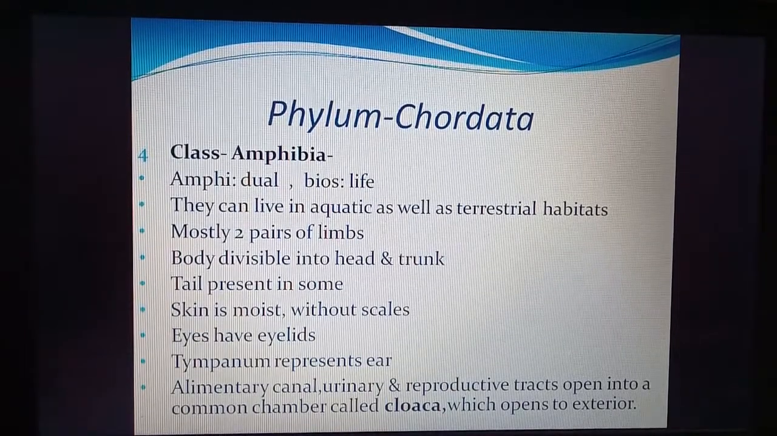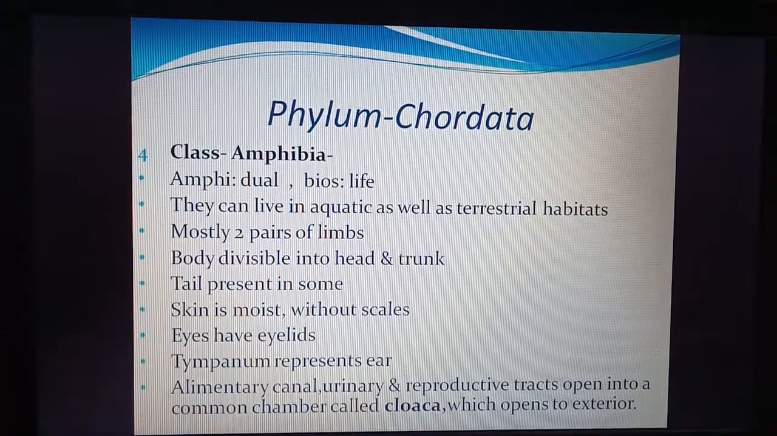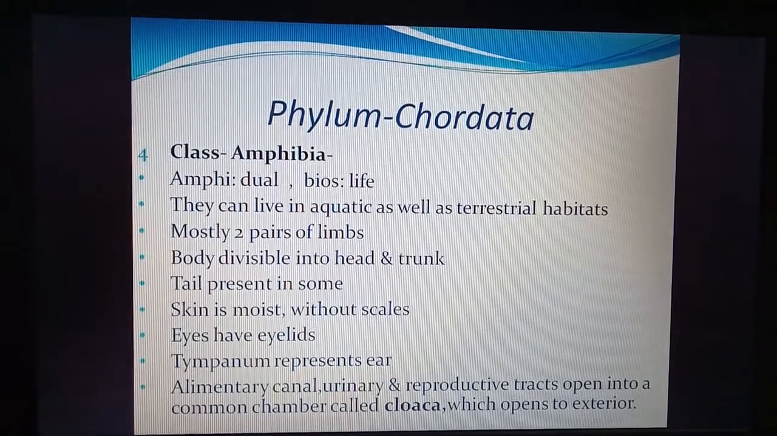The alimentary canal or the pathway for movement of food, the urinary tract through which urine and waste materials move, and reproductive tracts through which gametes move. All these three tubes open into a common chamber which is called cloaca. So this is an important property of amphibia, that alimentary canal, urinary tract and reproductive tract all open into a common chamber called cloaca, and this cloaca opens to the exterior through anus.